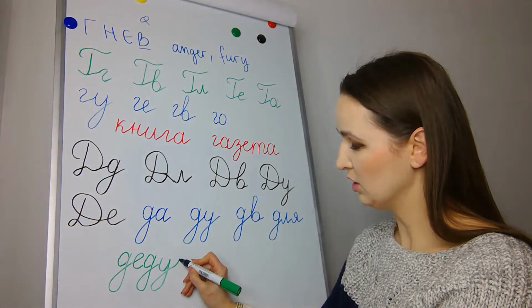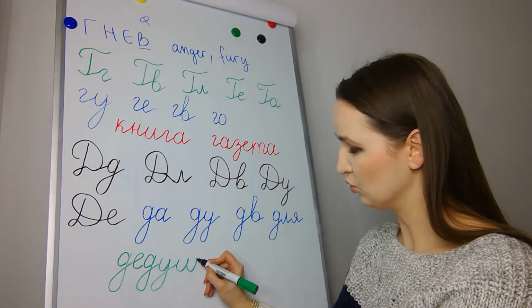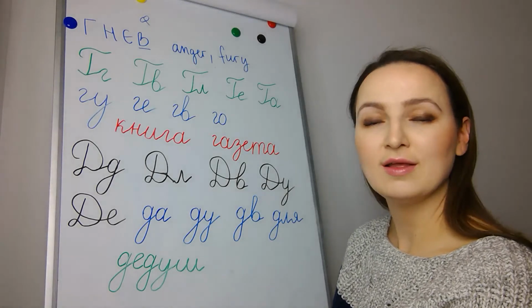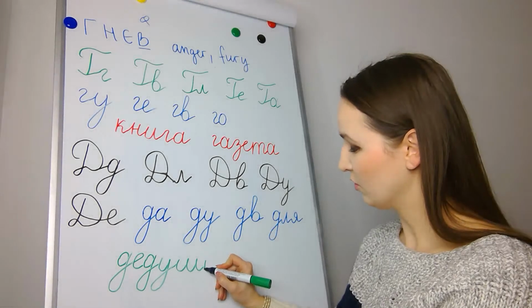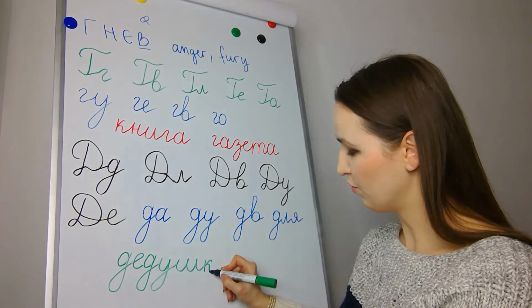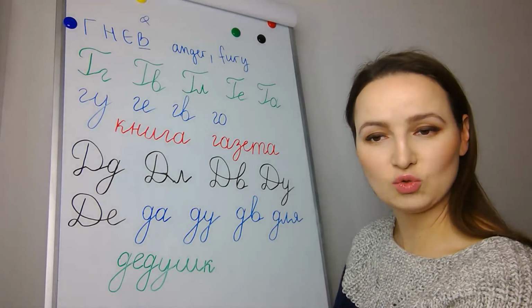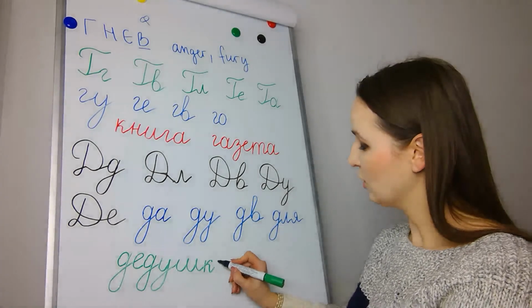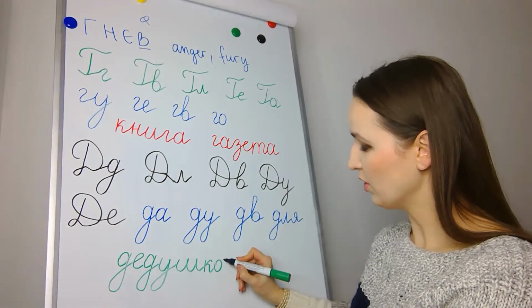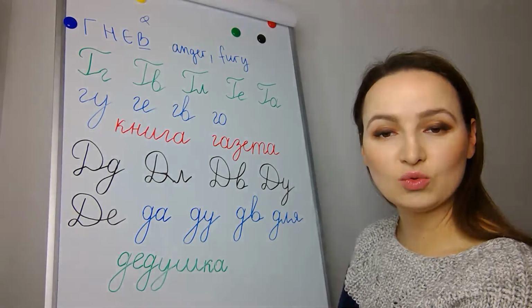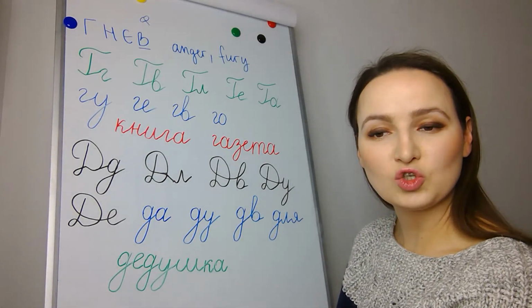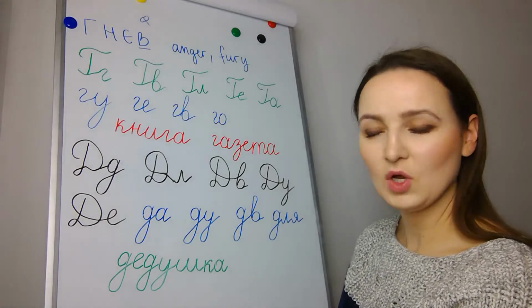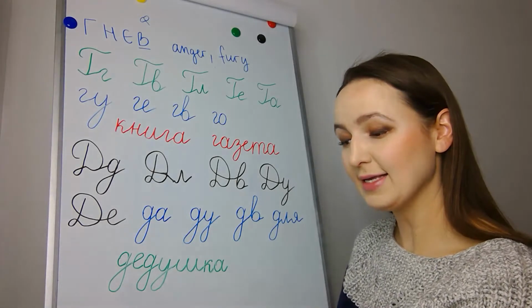Continue with this connection. 1, 2, 3. Дедуш, дедушка. 1, 2, 3. K letter, дедушк. A. And let's connect k with a, or with a hand. Дедушка, a grandfather. Очень хорошо, молодцы. So, дедушка is a grandfather.